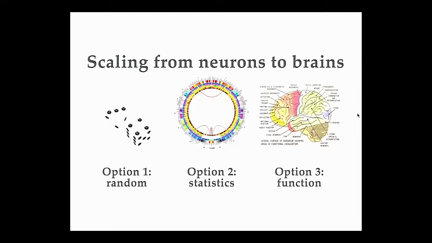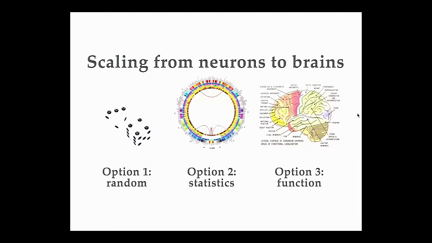So let's get a quick show of hands, even though I've highly biased this crowd. Who thinks that option one, connecting these neurons randomly, might result in human-scale intelligence? Hands up for that. Good, we got a few hands. Nice. Okay, what about option two? Who thinks that the statistics are the most salient point and connecting them up that way will work? Also quite a few hands.